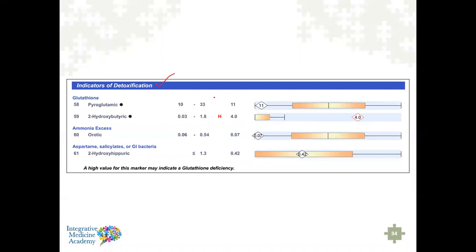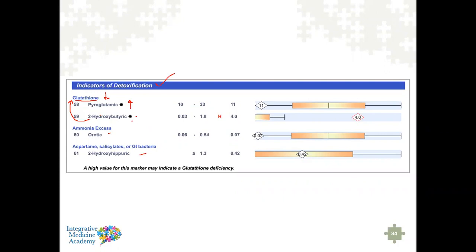Indicators of detoxification, okay? Nothing under the ammonia excess, nothing there under the 2-hydroxyhippuric. Remember, pyroglutamic, when elevated, indicates a glutathione deficiency. Now, there's another one that has an asterisk, the 2-hydroxybutyric. There's multiple reasons that this can be high. The most common one is that the body is attempting to make more glutathione because it's under demand, under stress, to try to keep glutathione status normal. That would be the most common scenario.